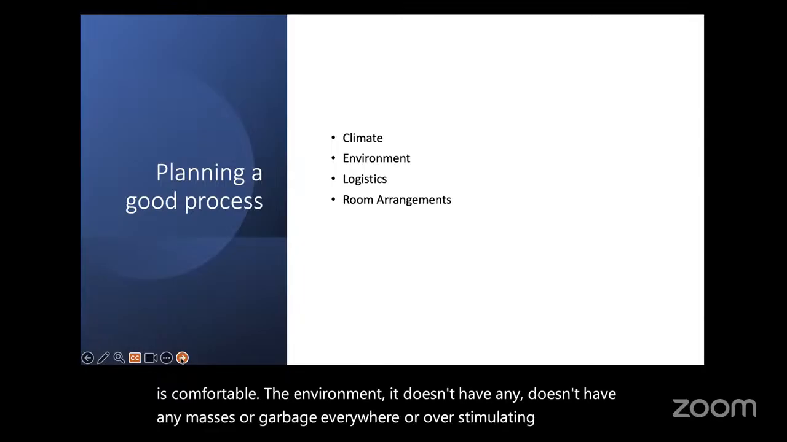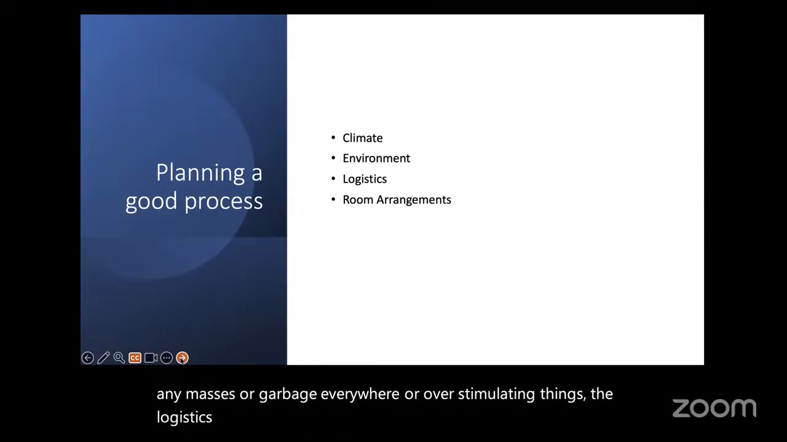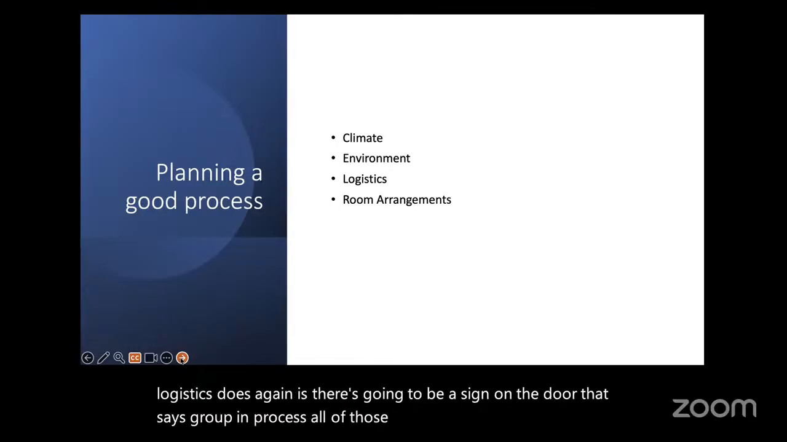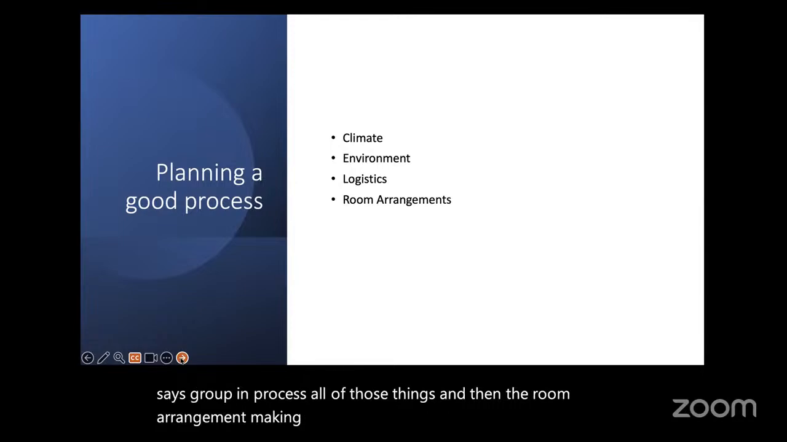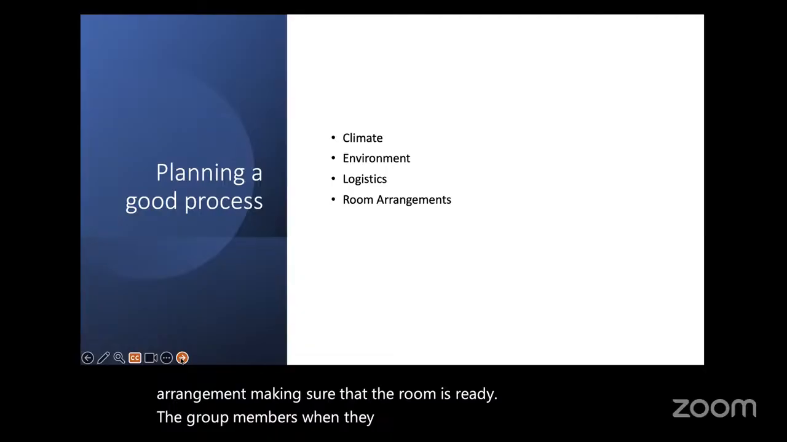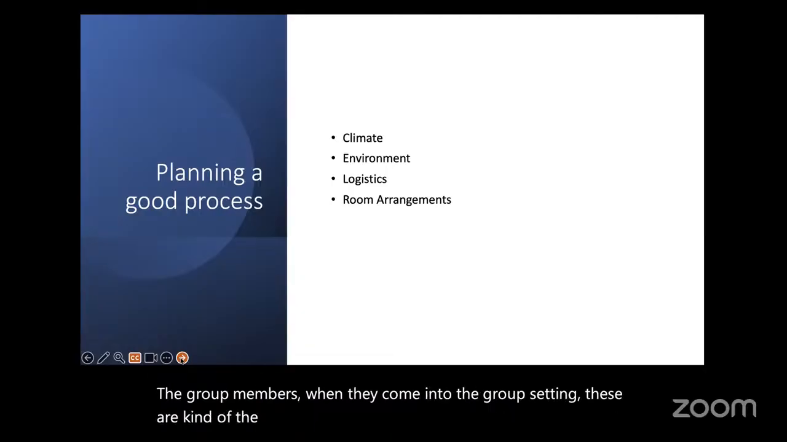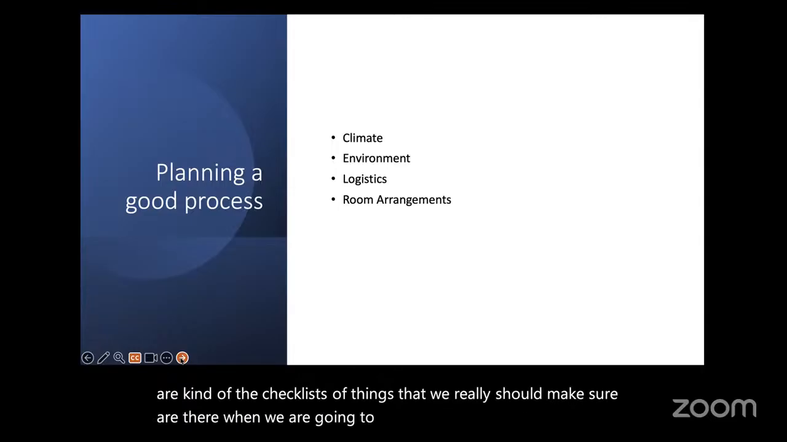The logistics: is there going to be a sign on the door that says group in process, all of those things. And then the room arrangement, making sure that the room is ready for the group members when they come into the group setting. These are the checklists of things that we really should make sure are there when we are going to start a group or start the group process.